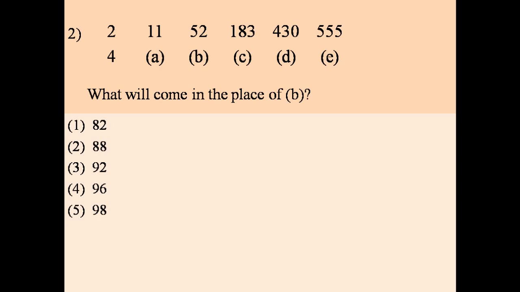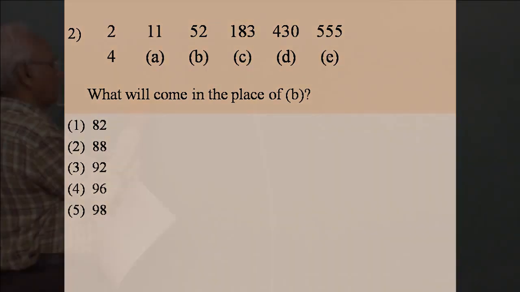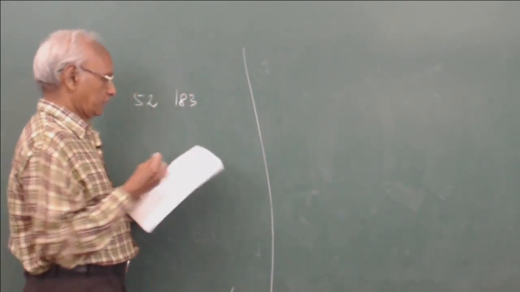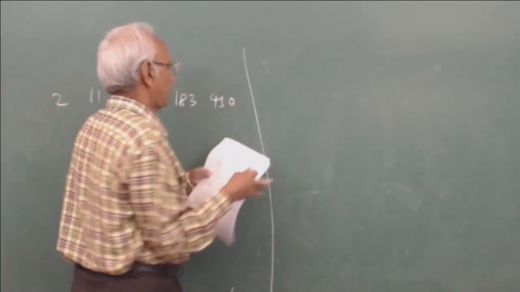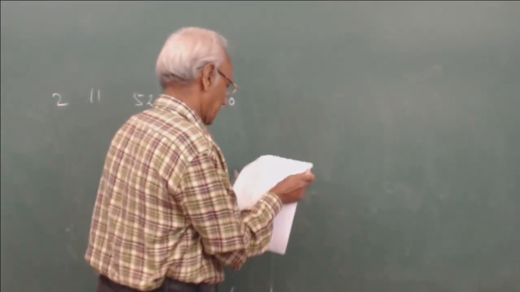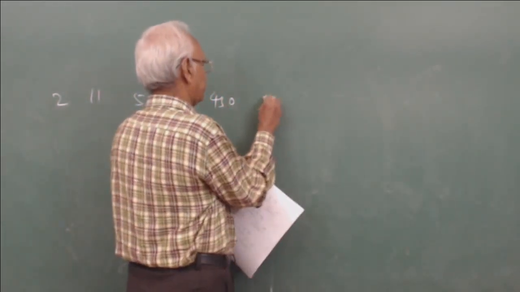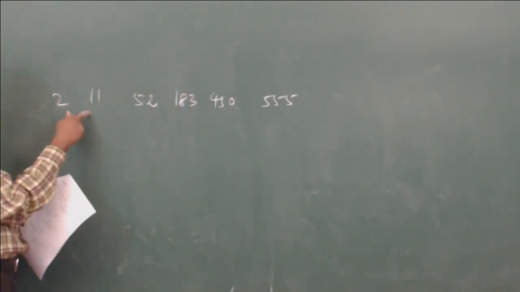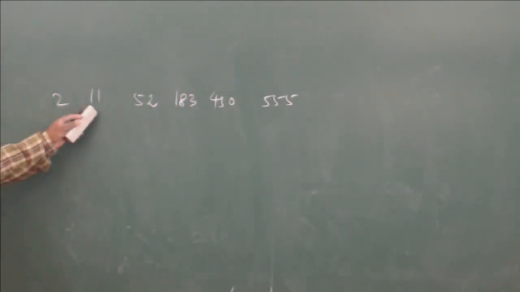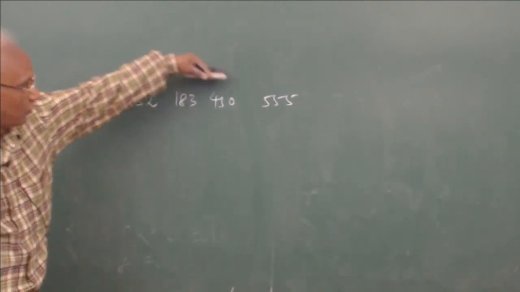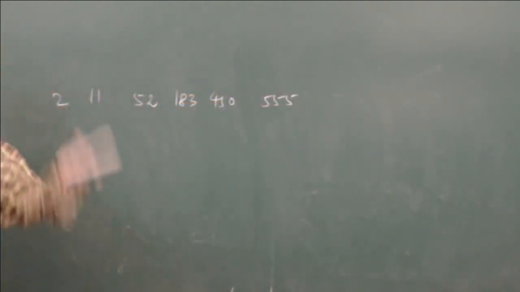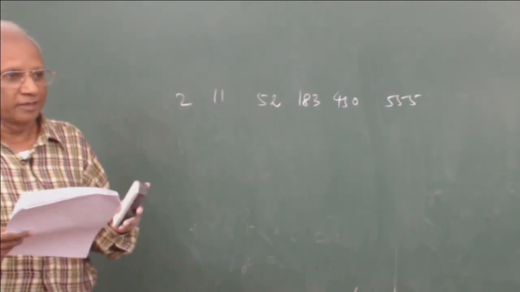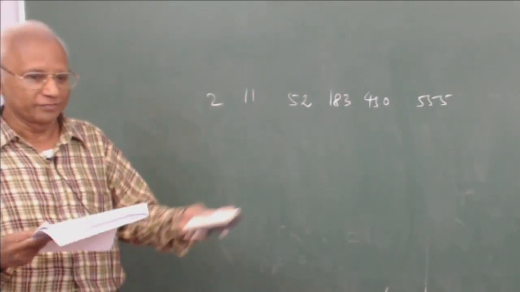Here it is 2, 11, 52, 183, 430, then it is 555. Then let us see how from 2 we get to 11, 52. See here the jump is uneven, 2, 11, 52, 183, 430, 555. Here also it increases enormously. So what is likely here? Chances are it is an even stronger way of increasing.